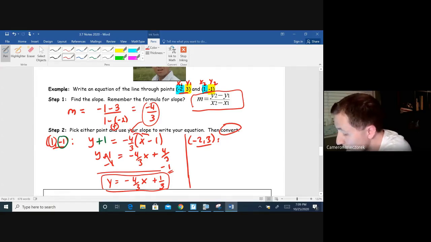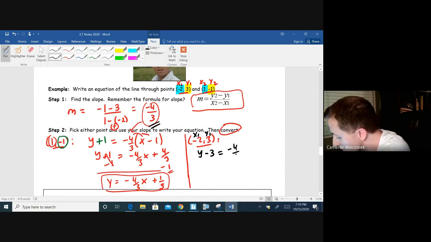Let's do it with the other ordered pair, and I'll show you it comes out to the same slope intercept form. You're going to get a different point slope form because you're using a different point. Here's your x1, here's your y1. You'd have y minus 3, flip that sign, equals m, negative 4/3, times x minus x1 would be minus negative 2, so positive 2.